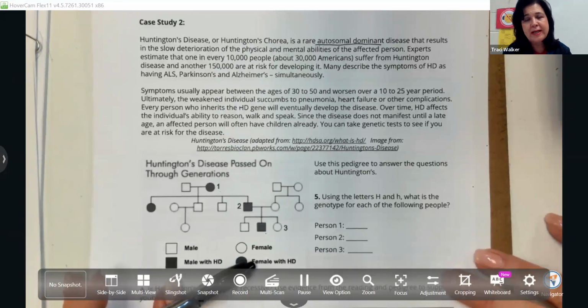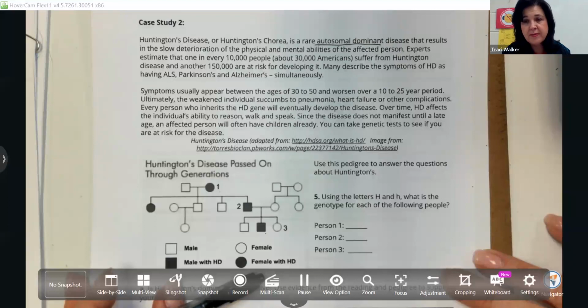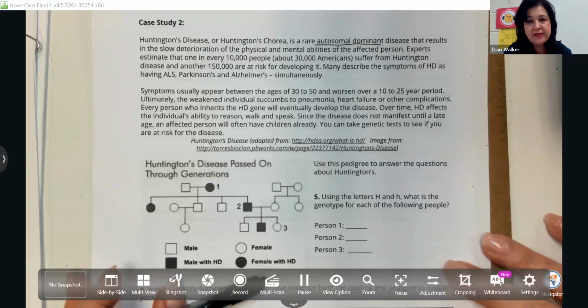Symptoms usually appear between the ages of 30 to 50 and worsen over a 10 to 25-year period. Ultimately, the weakened individual succumbs to pneumonia, heart failure, or other complications. Every person who inherits the HD gene will eventually develop the disease. That's because it's dominant, so you can't just be a carrier of it. It's a dominant trait. So even if you're heterozygous, you have it. Over time, HD affects the individual's ability to reason, walk, and speak. Since the disease does not manifest until a late age, an affected person will often have children already.